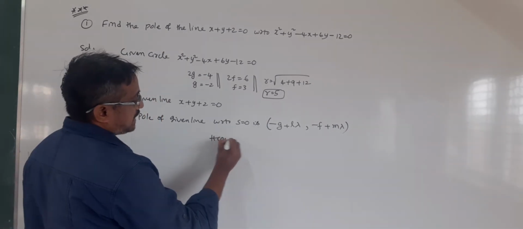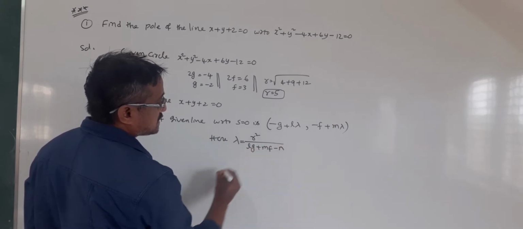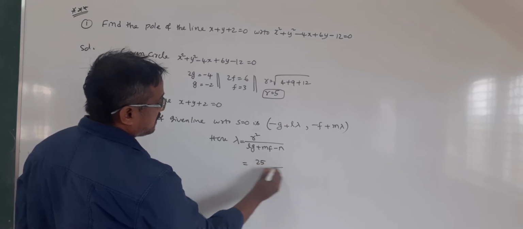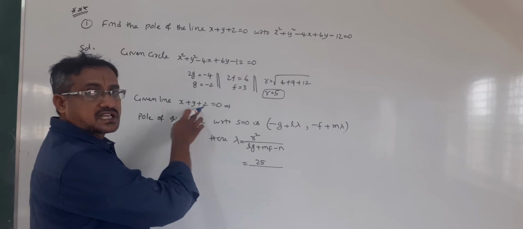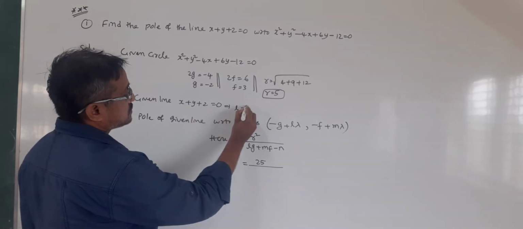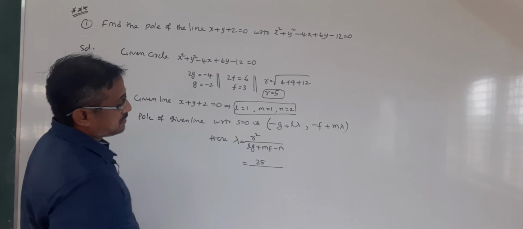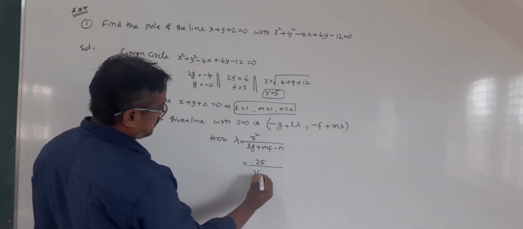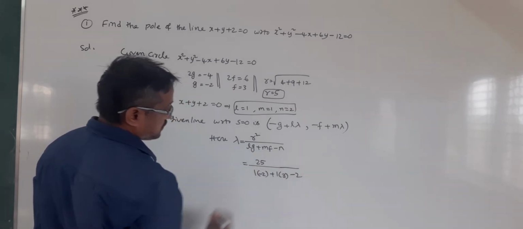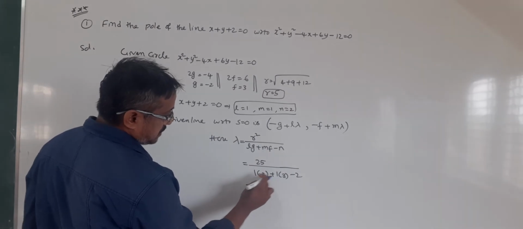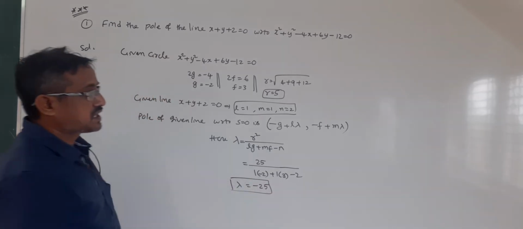First let us find the value of lambda. So here lambda is equal to r square by Lg plus mf minus n. Where r square is 25 by L into g. Now you have to compare this line with Lx plus My plus n equal to 0. So L is equal to 1, m is equal to 1, n is equal to 2. Now Lg plus mf minus n, so 1 into minus 2 plus 1 into 3 minus 2. So you will get minus 4 plus 3, so minus 1. Lambda is equal to minus 25.